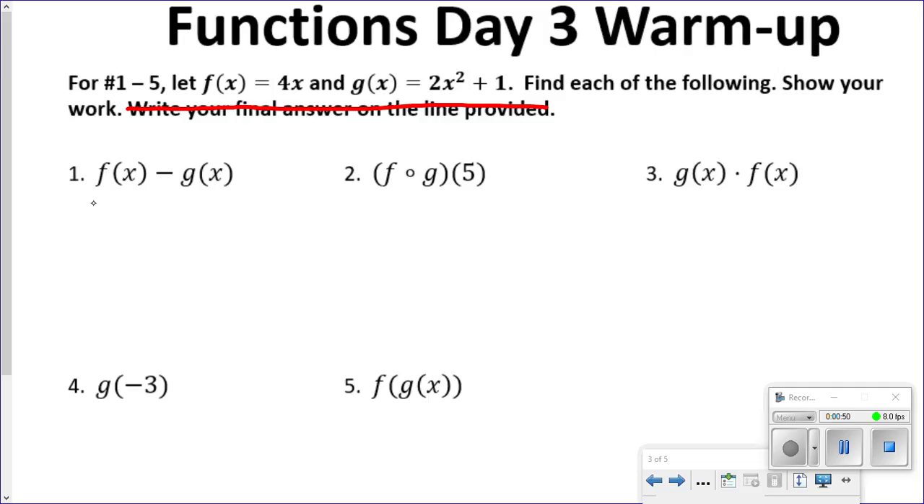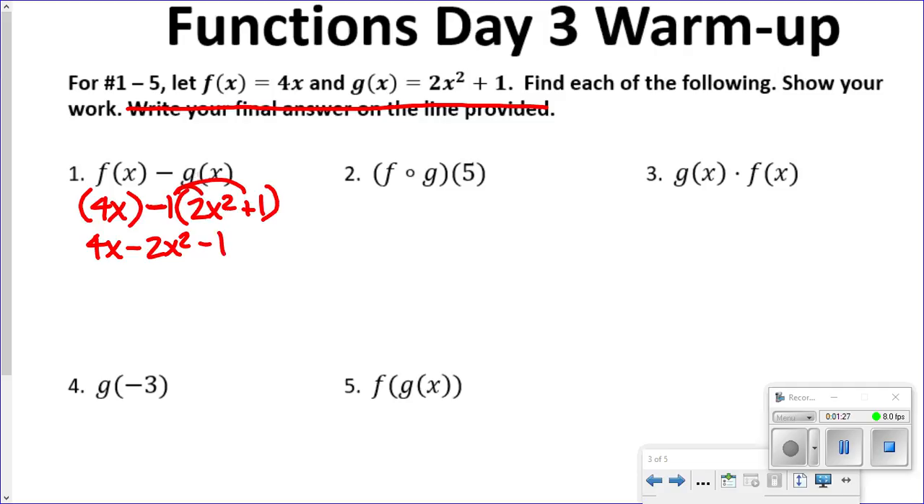Okay, so here we put 4x, which is what f of x represents, minus g of x, which is 2x squared plus 1. Remember, whenever we plug them in, we want to put in parentheses because we may need to distribute, or when we multiply, we may have to FOIL or something like that. We do have a minus sign, so that's like a -1. So remember, we do have to distribute that. So 4x minus 2x squared minus 1.